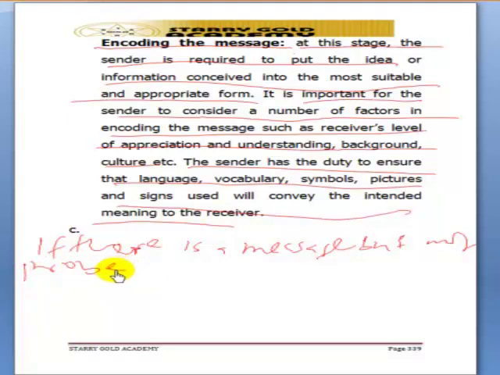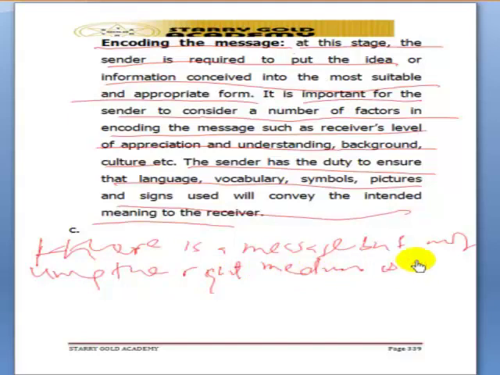You can have a message but not be using the right medium. That is the problem.